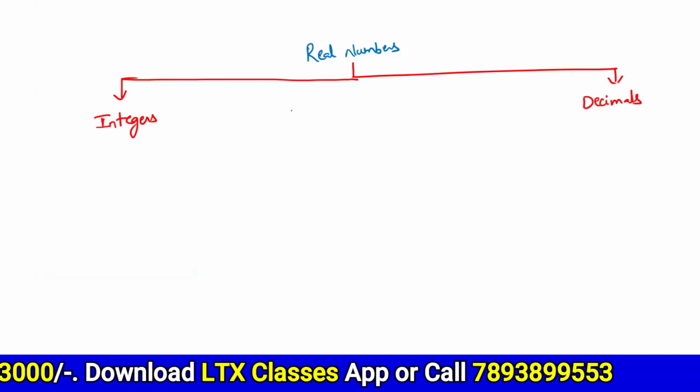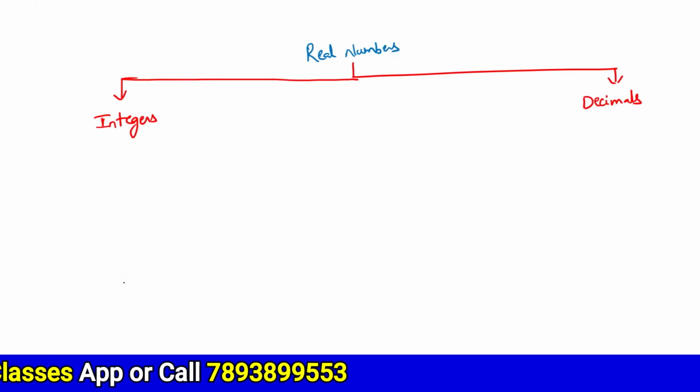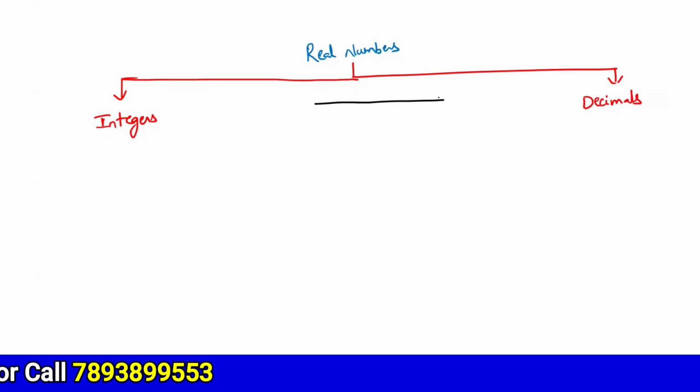The reason why I say integers and decimals is, if you take the number line like this, this is 0.